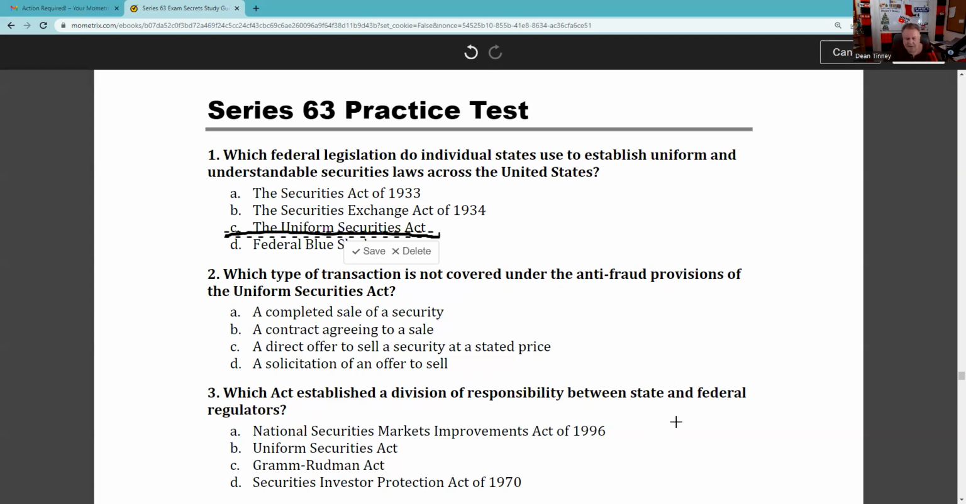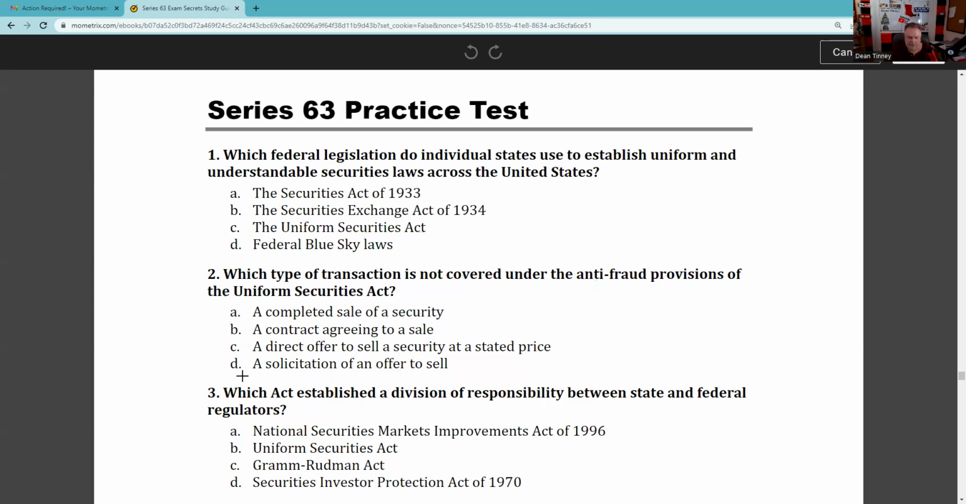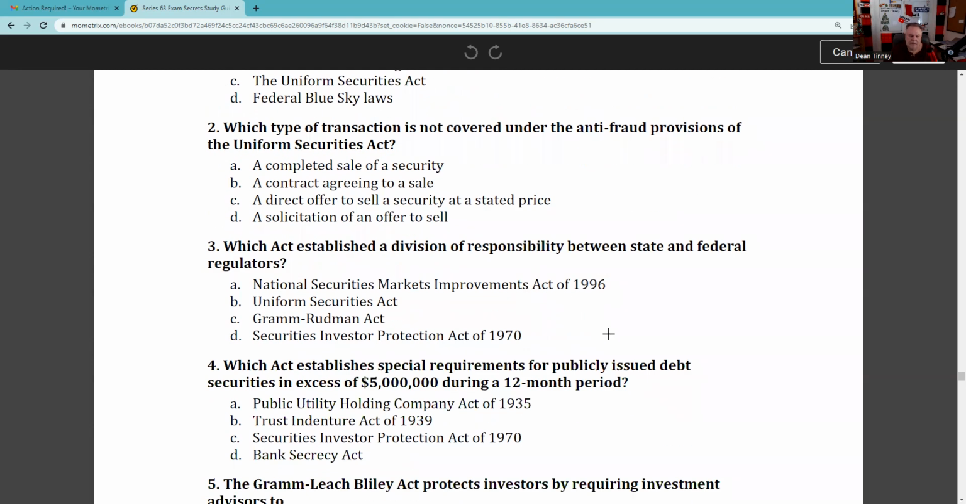2, which type of transaction is not covered by the anti-fraud provisions? A completed sale of a security, a contract agreeing to sell, a direct offer. I'm not a big fan of this question, but given this answer set, I'm going to go for D. I will put the actual answer key into the video description, and we'll see how I do on this, but I'm going to go for D on that one.